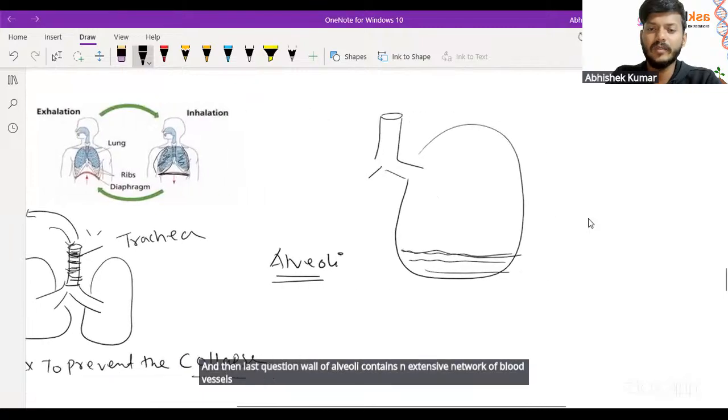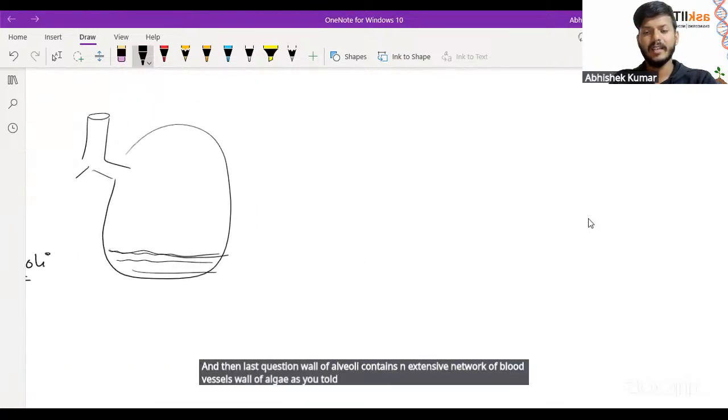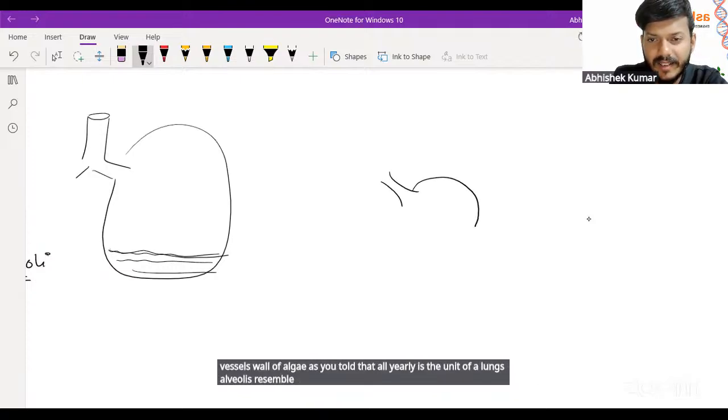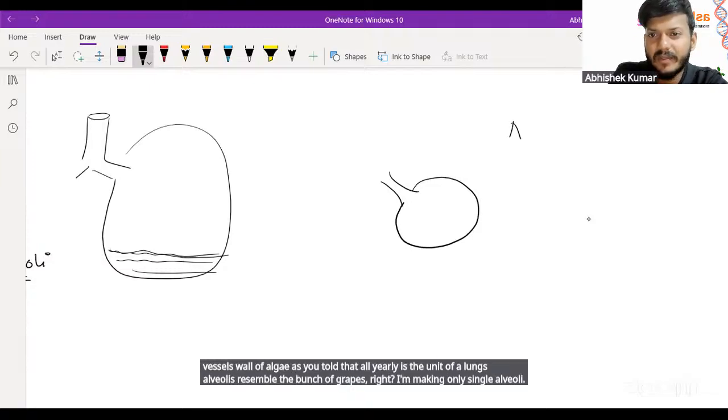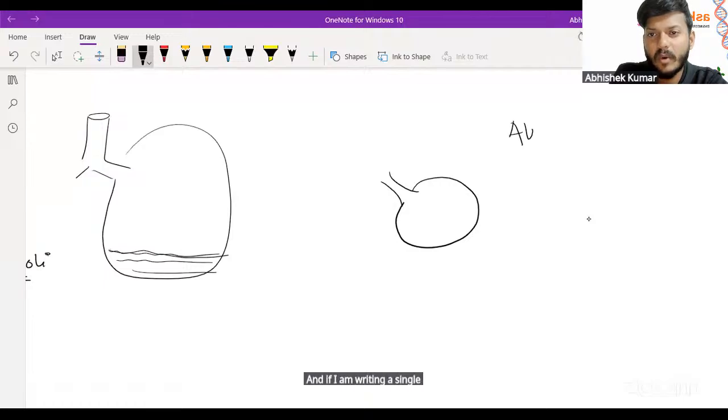And the last question: the wall of alveoli contains an extensive network of blood vessels. As you were told, alveoli is the unit of the lungs. Alveoli resemble a bunch of grapes, right? I'm making only a single alveoli, and if I am writing a single one, we will call it alveolus.